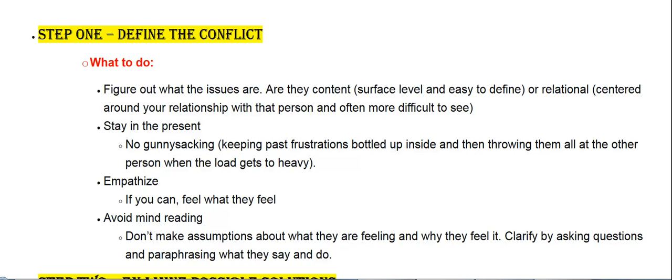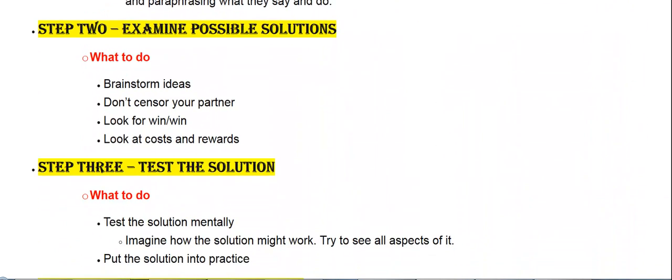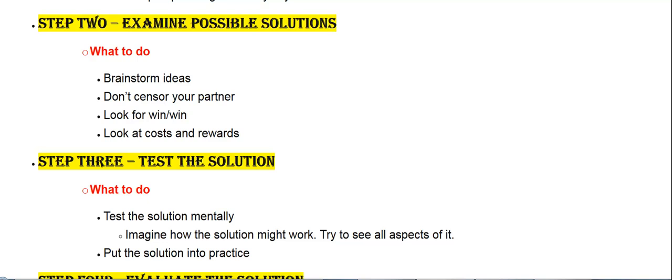But that's the step that you want to take initially, and it typically is one of the most difficult steps. Fully defining the conflict, understanding it completely without sabotaging yourself. Once you've done that, or once at least you think you've done that, then you move to step 2, examining the possible solutions. So again, brainstorm ideas.